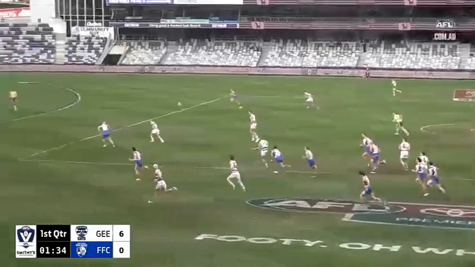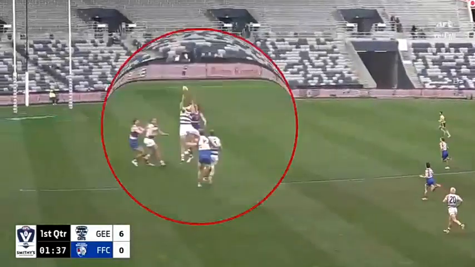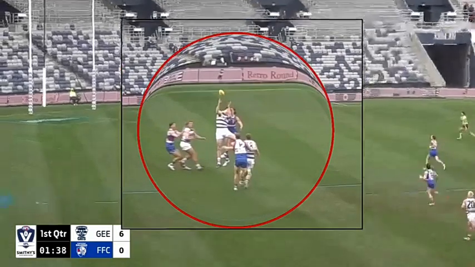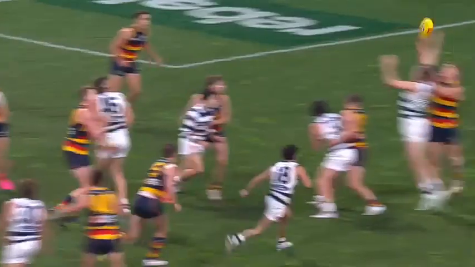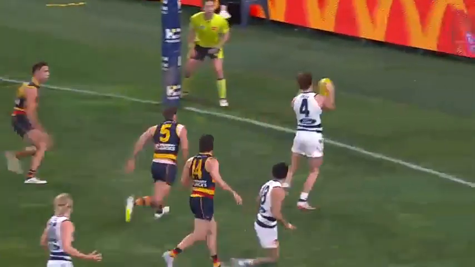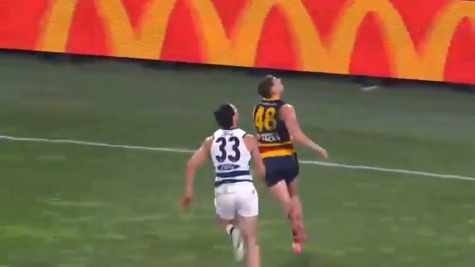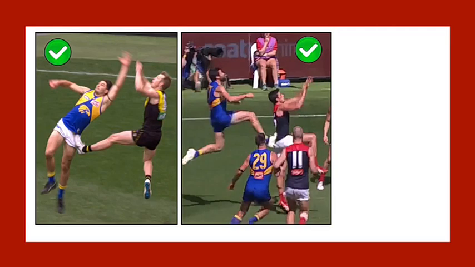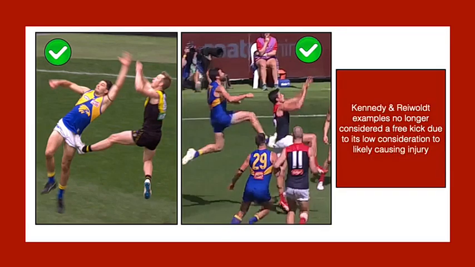High contact. 2 examples. Fairly significant solid contact across the head. And the same. Solid contact. Deserves free kicks. Rough conduct. Basically, these used to be free kicks a few years ago. Use of studs from a back position like that in a marking contest no longer considered a free kick due to its low likelihood to cause injury.